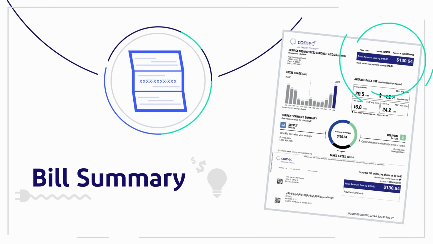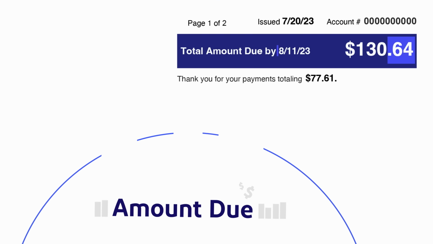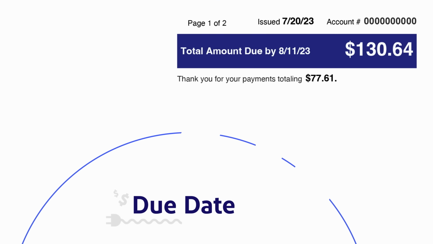At the top right of your bill, in the blue box, you will find your bill summary, which includes the total amount due and due date. Payments since your last bill are listed below the blue box.